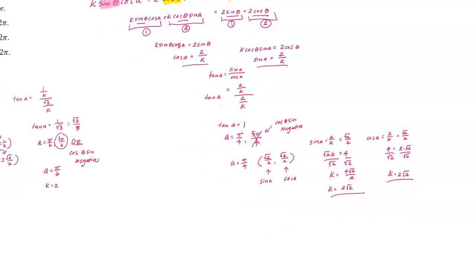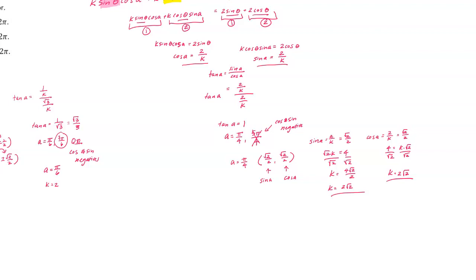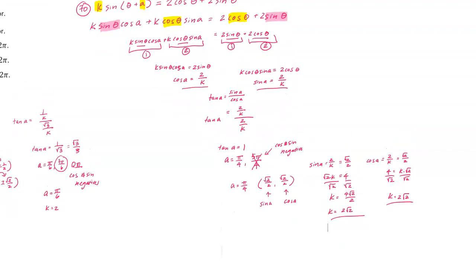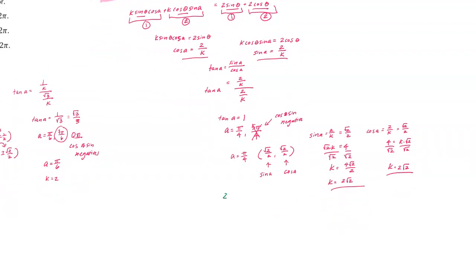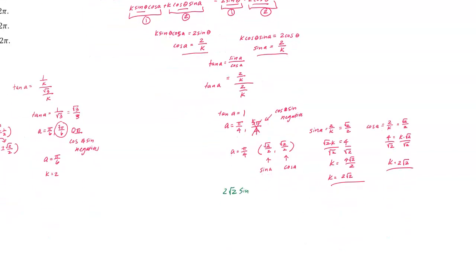Okay, so once I rewrite it, they want it in the form 2 times the square root of 2 times sine of theta plus pi over 4. Okay?